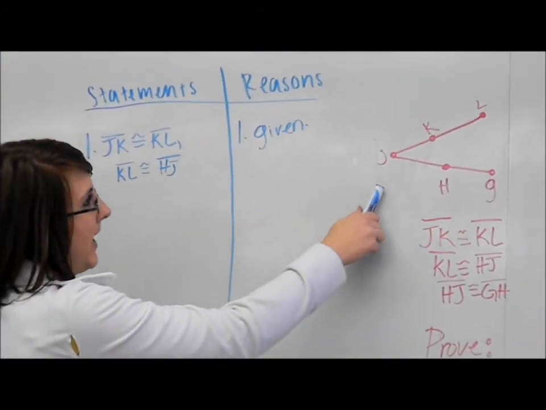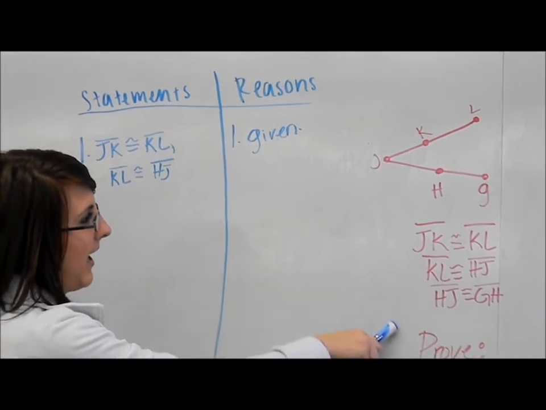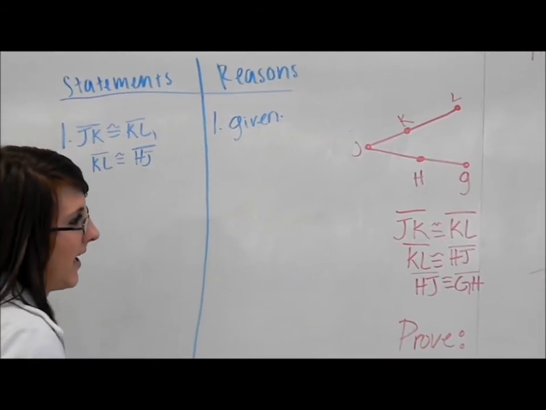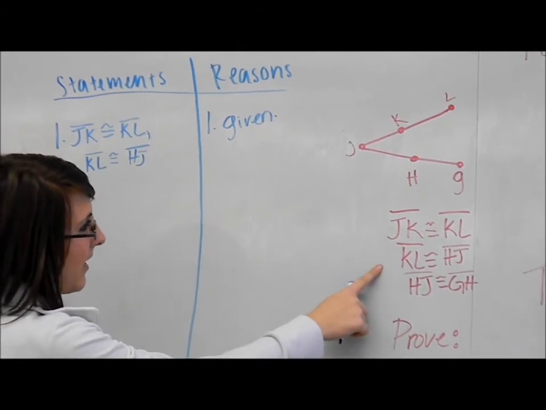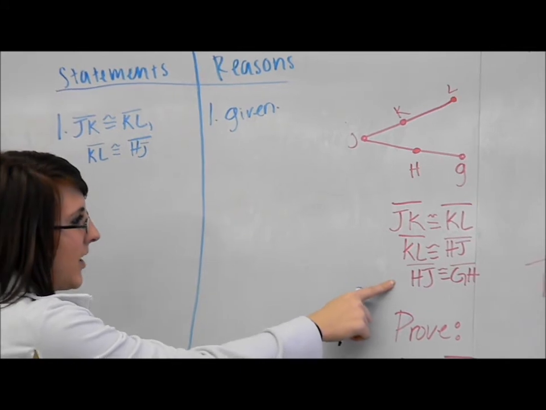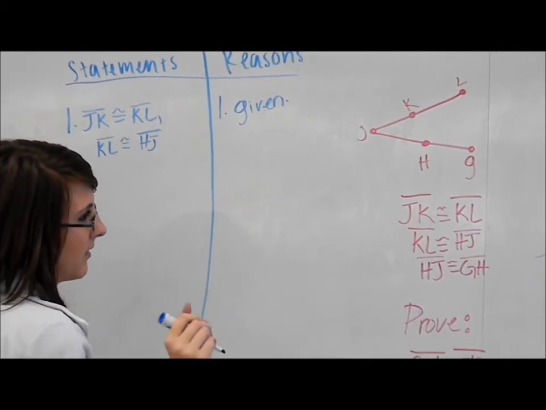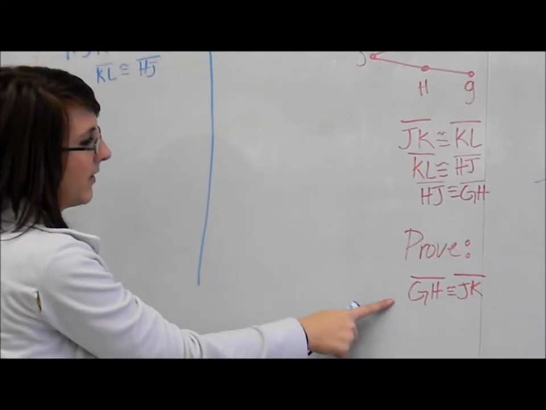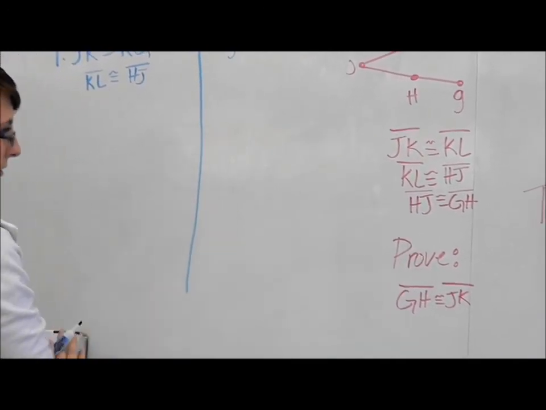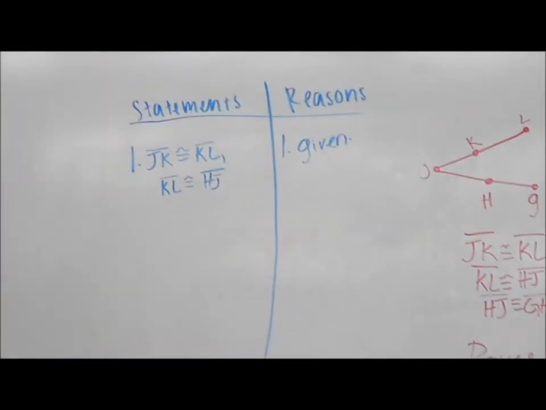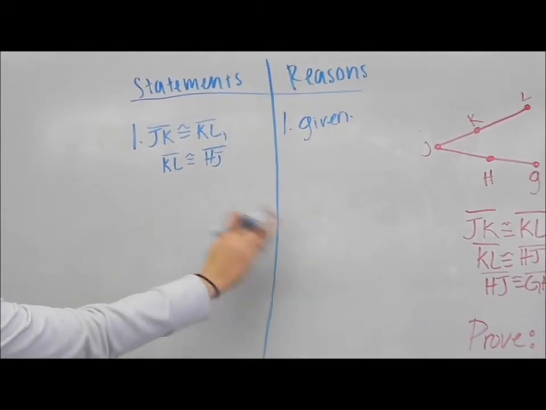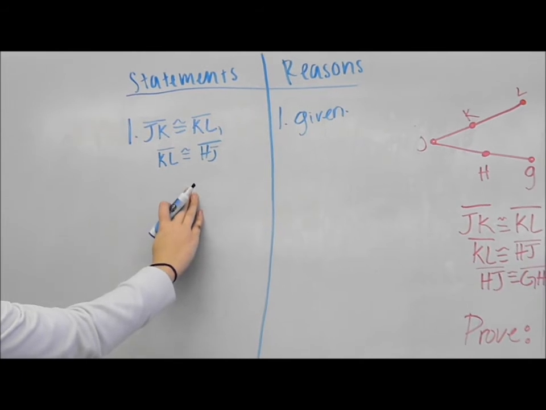For this proof, we have a drawing over here, and we are given that segment JK is congruent to segment KL, and that segment KL is congruent to HJ, and that segment HJ is congruent to segment GH, and we have to prove that segment GH is congruent to segment JK. So in proofs, you always write the given known first, so you just copy it over.